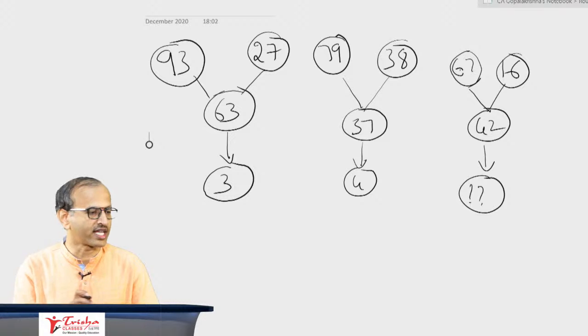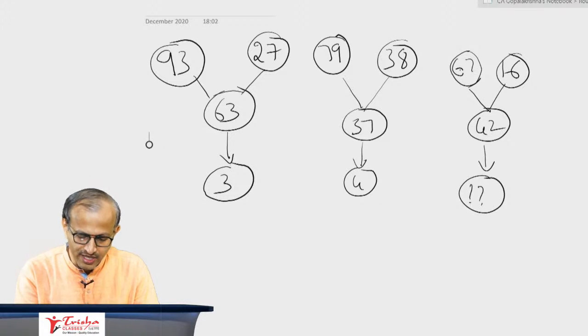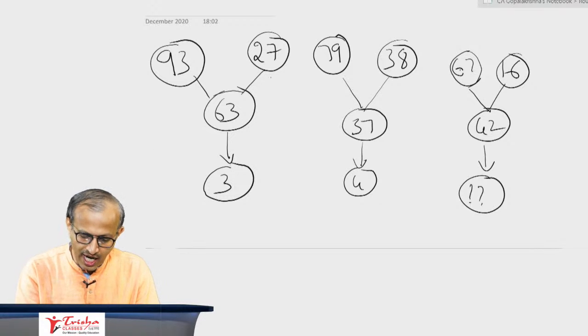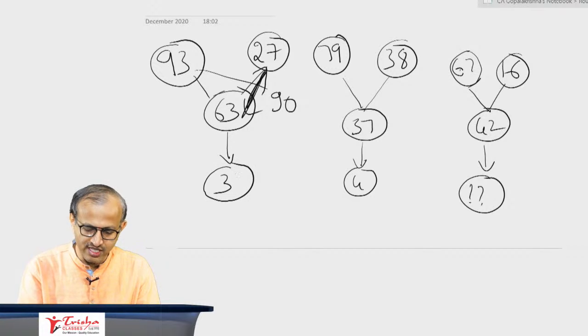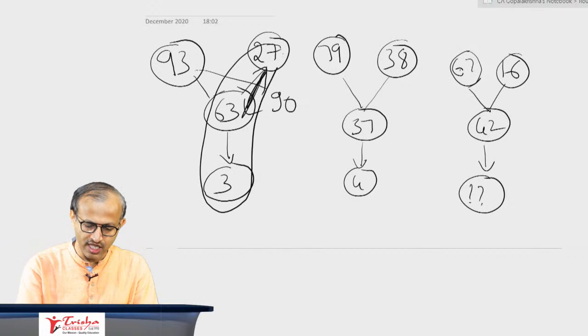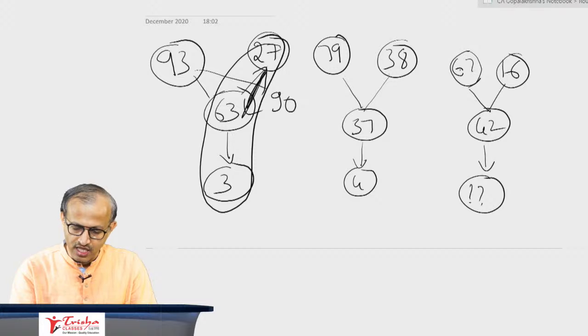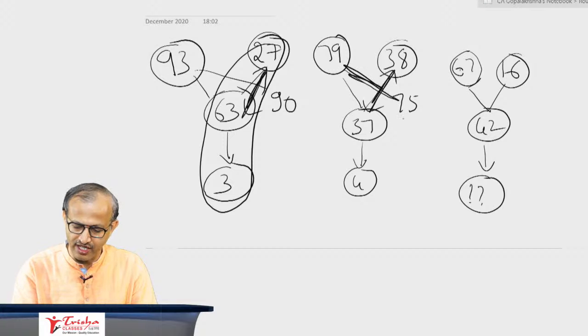How is the working? I will tell. Please note, if you add these two, it becomes 90. 93 and 90, difference is 3. These 3 should together make this total. 78, 38, 37 will make you 75. 79 and 75, difference is 4.